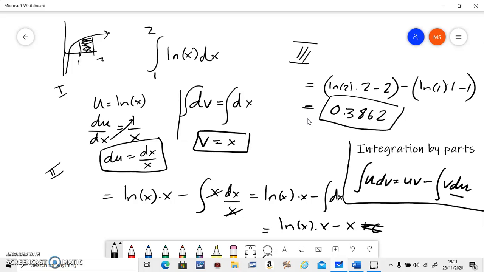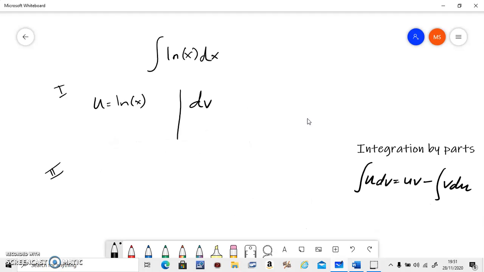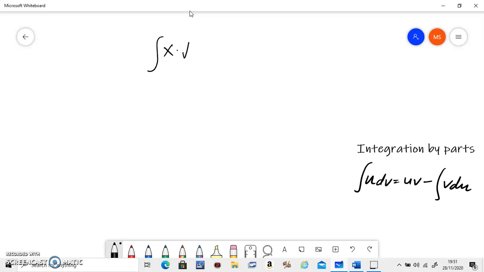Let's try and do one more. Say I give you something like this: x times square root of 2x plus 3. A bit difficult. Okay, once again, the steps remain the same.